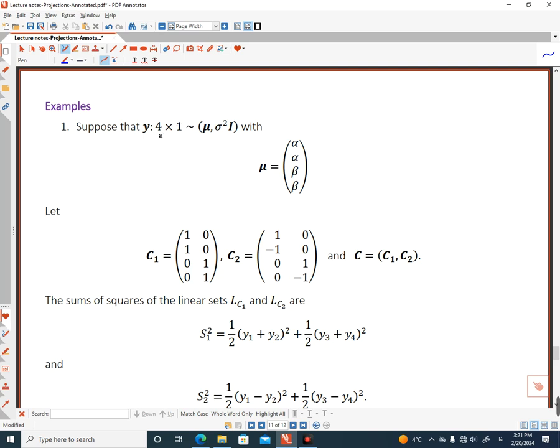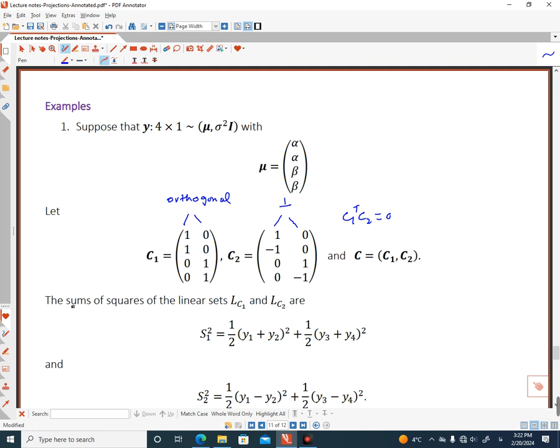Suppose that y is a vector of dimension 4 by 1, and mu, the mean of y, is given by this vector. Also suppose C1 and C2 are these two matrices. You will first immediately understand that these two columns are orthogonal to each other, and these two columns are also orthogonal to each other. So I can easily conclude that C1 transpose C2 is also equal to 0. It means that these two matrices are orthogonal to each other.